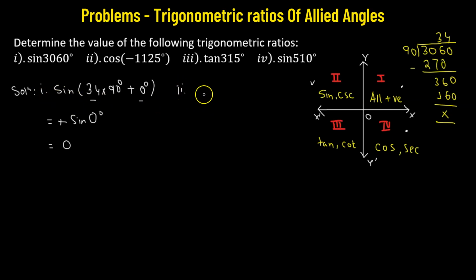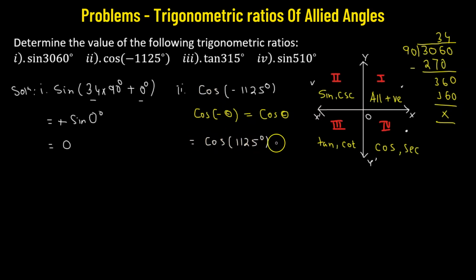Coming to problem number 2, we have cosine of negative 1125 degrees. So here we'll have to use the fact that cosine of negative theta, in terms of its allied angle, which is positive theta, is simply plus cosine theta, meaning our trigonometric function will now change to cosine of positive 1125 degrees. Now using the same technique as we did for 3060 degrees, we write 1125 in terms of 90. So we get cosine of 12 times 90 degrees plus 45 degrees.